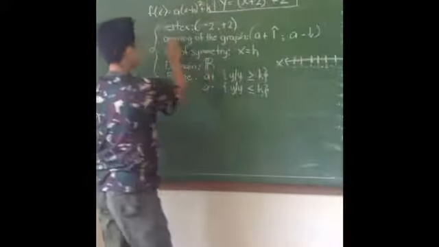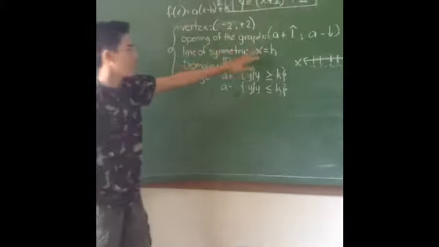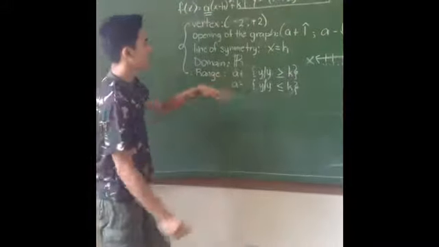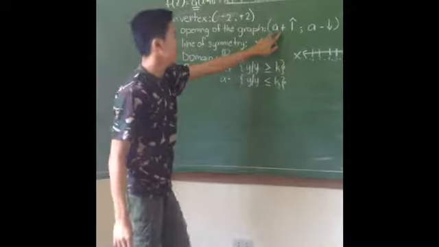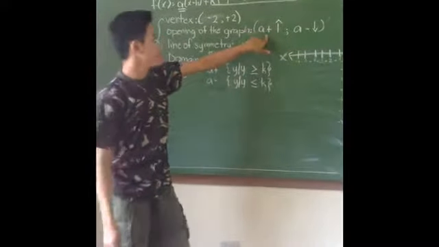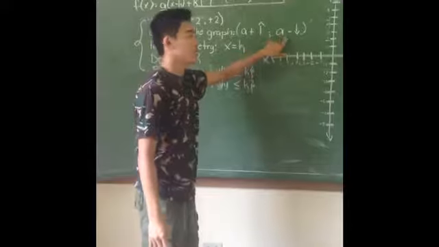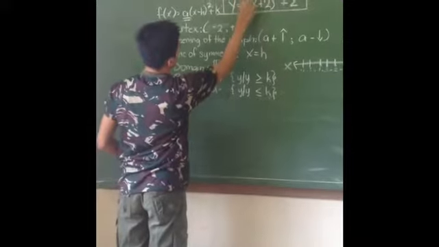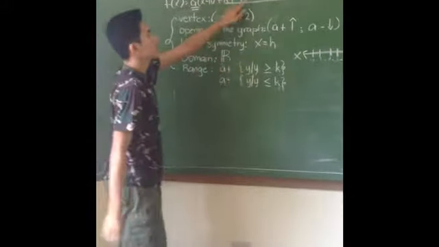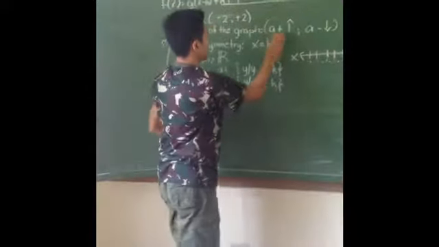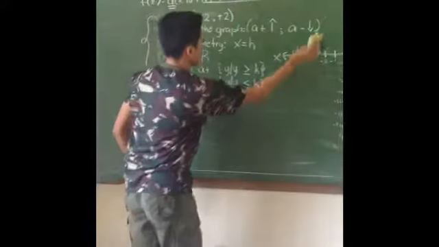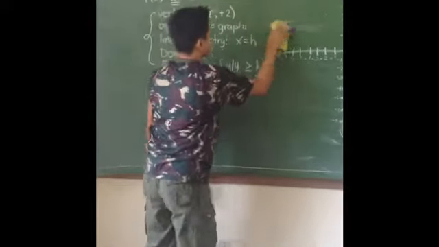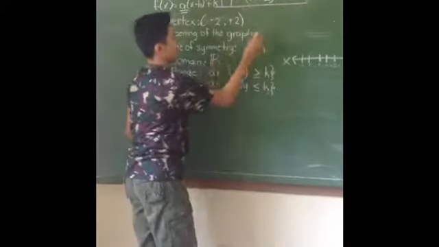Now, we will proceed to the opening of the graph. The opening of the graph depends on the a, as a is in the vertex form. If a is positive, the movement of the graph is upward. If a is negative, the movement of the graph is downward. Our a here is an invisible 1, so we can say that it is positive 1. So if it is positive, the movement is upward.